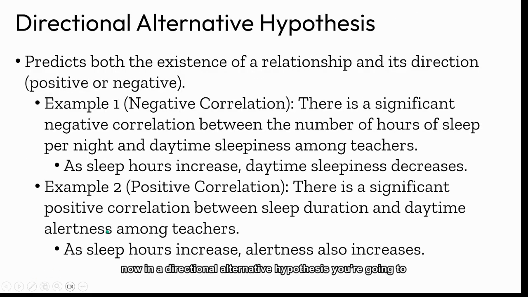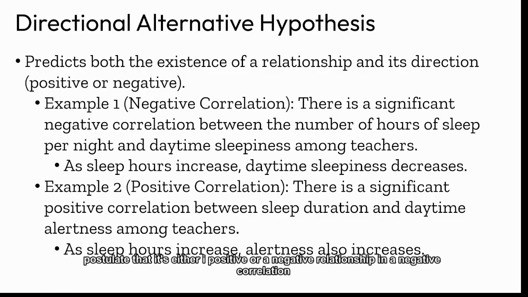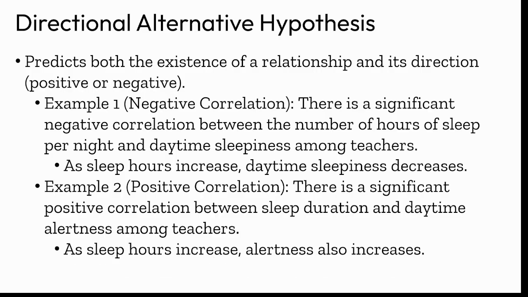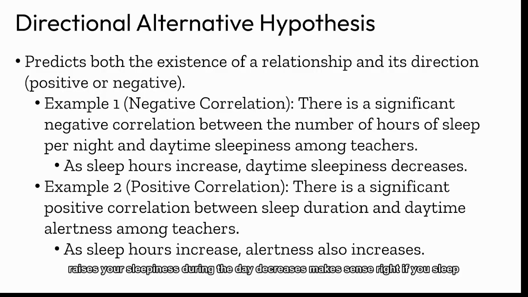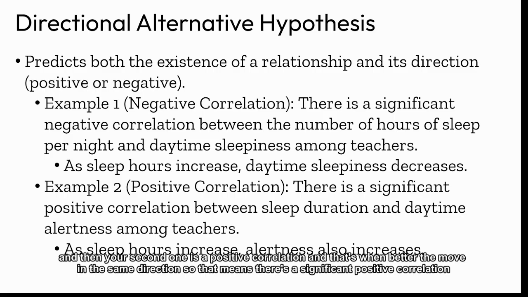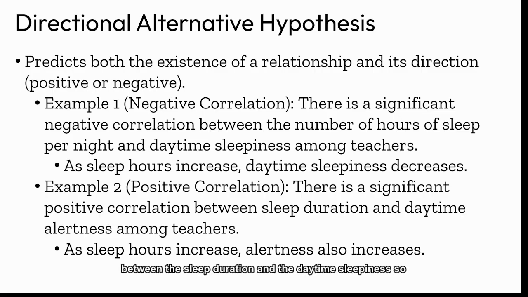Now, in a directional alternative hypothesis, you're going to postulate that it's either a positive or a negative relationship. In a negative correlation, you have a significant negative correlation between the number of hours of sleep per night and daytime sleepiness. So in other words, as the number of hours that you sleep increases, your sleepiness during the day decreases. Makes sense, right? If you sleep more at night, you're going to be less sleepy during the day. And then your second one is a positive correlation, and that's when both of them move in the same direction. So that means there's a significant positive correlation between the sleep duration and the daytime sleepiness. So the more you sleep, your alertness increases.